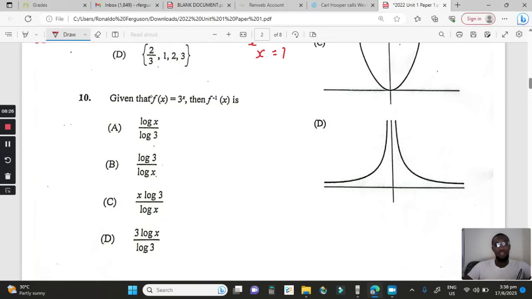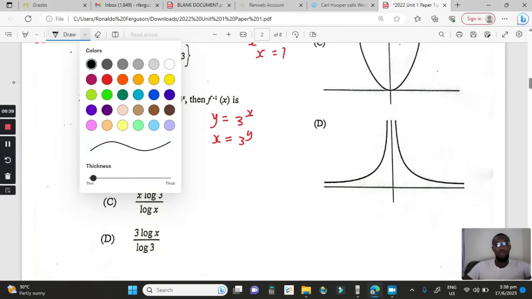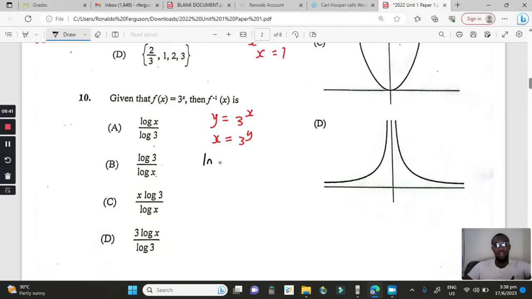Number 10, this is the function, find the inverse. Remember, function, you call it y. y is 3 to the x. Find the inverse, you interchange x and y. So 3 to the y. Then make y the subject again, so we log both sides. So log x equals log 3 to the y.